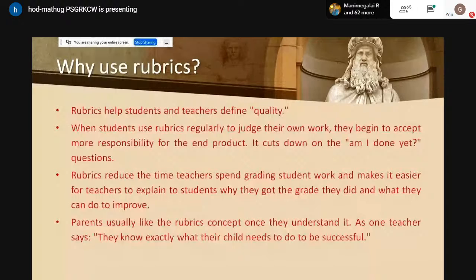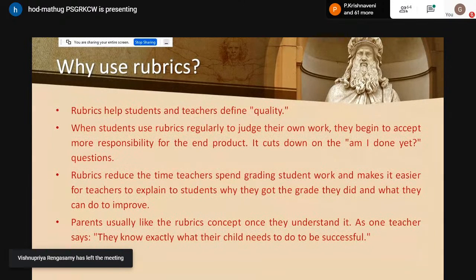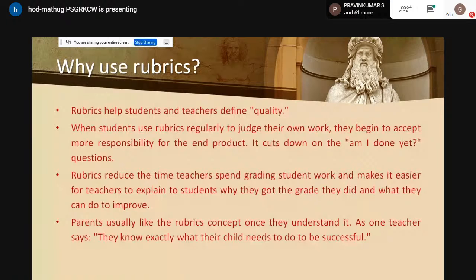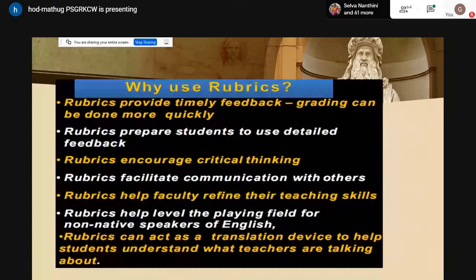Because the assignment or your assessment tells everyone where the particular student is lacking. Whether he is lacking in communication skill or presentation skill, or whether he has not done his homework properly, or whether he has not grasped the concept correctly. All these things will come out very clearly when you are doing this rubrics. And the rubrics are used to provide timely feedback. Grading can be done more quickly, and rubrics prepare students to use detailed feedback.